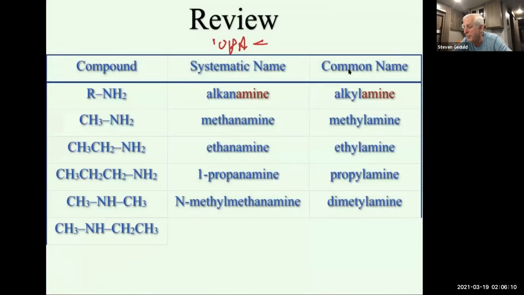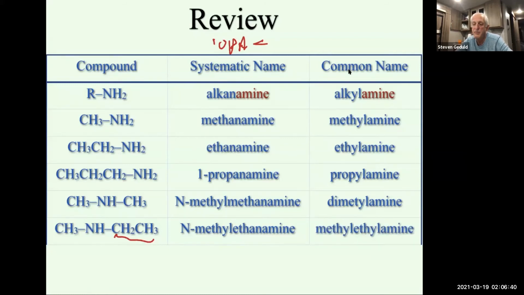Again, that's a secondary amine. So the systematic name would be N-methyl-ethane amine, because there's the 2 carbon group there. So N-methyl-ethane amine. The common name would be methyl ethyl amine. Making sense? Got one more.